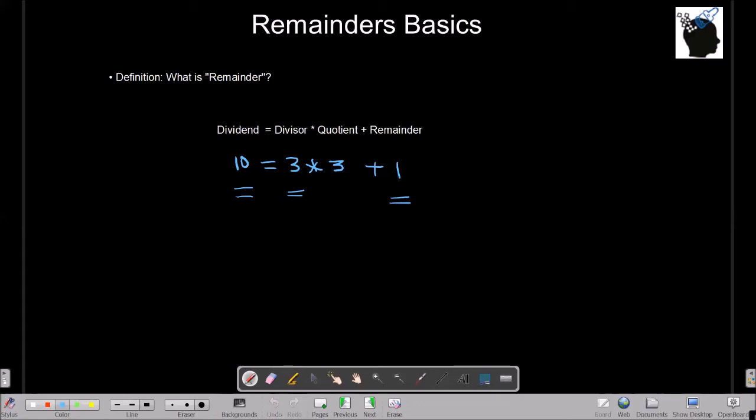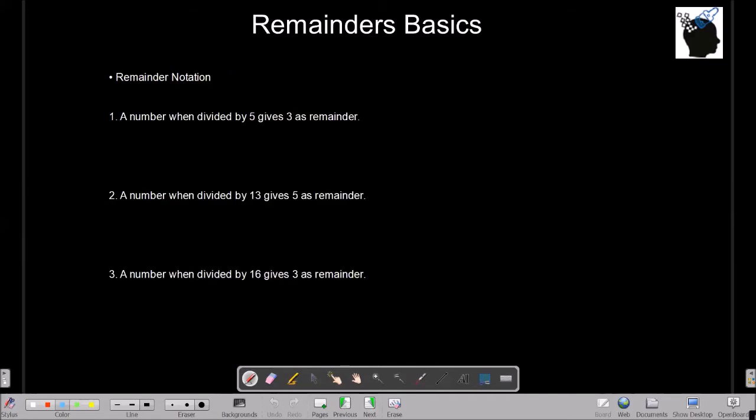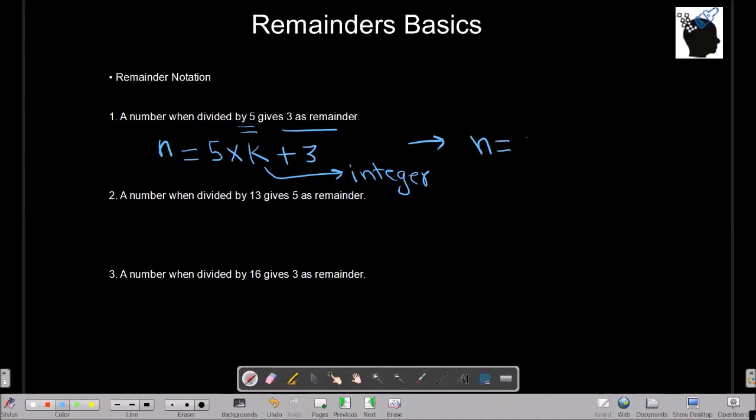Now let's go through remainder notation. A couple of times you'll see questions like this, where they have given you a number when divided by 5 gives you 3 as remainder. That means I'm trying to divide a number, let's say the number is n, by a number 5. So I can write this as dividend is equal to divisor, which is 5, multiplied by quotient, let's say it is k, giving us 3 as remainder. Here k is nothing but the quotient and it's actually an integer value. So I can write a number n, which when divided by 5 gives us 3 remainder, as n is equal to 5k plus 3.